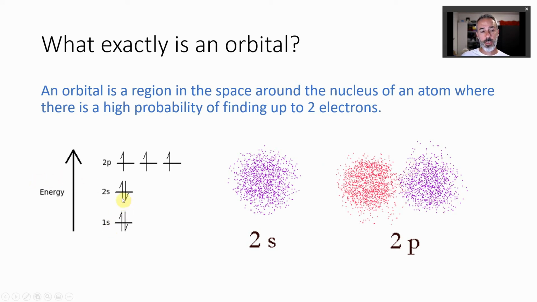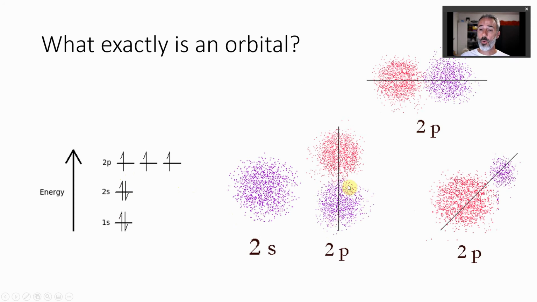Now you can see that s orbitals, there's only ever 1. But p orbitals, there are 3. And the reason is because those p electrons, like this one right here, can be above and below the nucleus. Whereas that one can be to the left and to the right of the nucleus. And this one can be in front of or behind the nucleus. This is referred to as the 2py orbital, the 2px orbital, and the 2pz orbital.